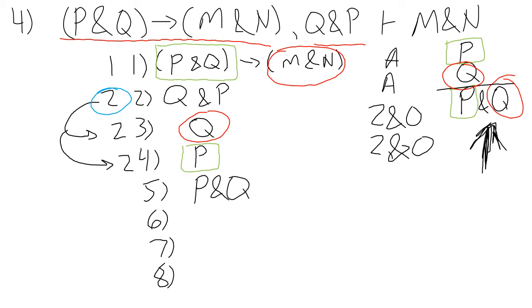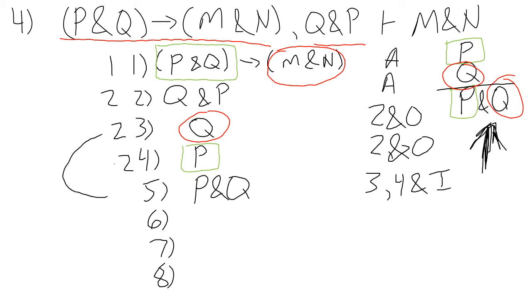And where do we get those from? Well, the Q comes from line 3, the P comes from line 4, and what are we doing? We're doing ampersand in. We're adding an ampersand between these two. We're saying I've got these two things, I'm going to put them together with an ampersand. So that's why we have ampersand introduction as the rule that we are citing. We look at lines 3 and 4. What numbers are next to 3 and 4? Well, it's just number 2.